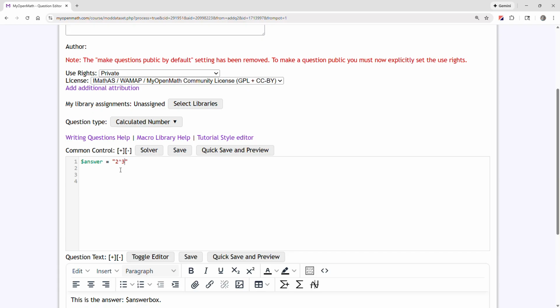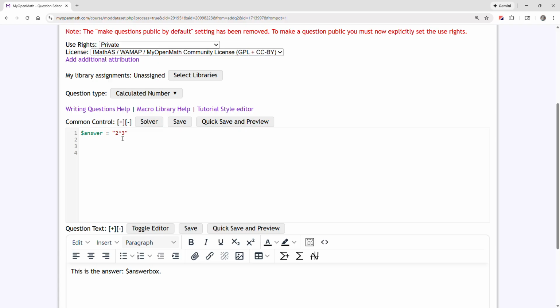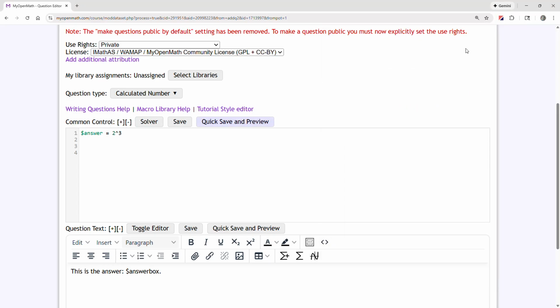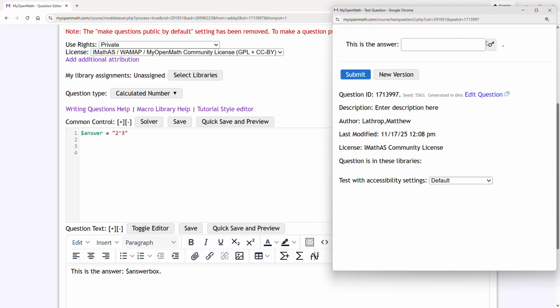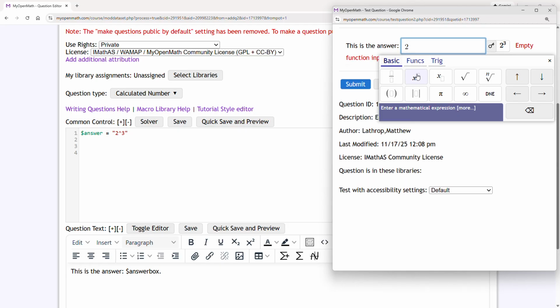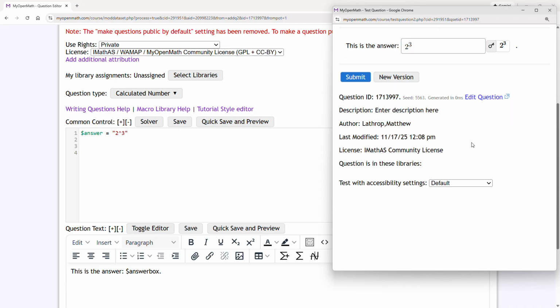So something like 2 to the third power. If we want our answer to be a mathematical expression like that, we need to put it in a set of quotation marks. That will force a student to enter the answer as 2 to the third power, versus if we didn't have this, it would just evaluate that statement and the answer would be 8. So we can put inside a set of quotation marks mathematical expressions without variables, so that instead of entering 8 as the answer, a student would have to enter 2 and use that exponent tool to the third power. So this is nice if we want formatted mathematical expressions.